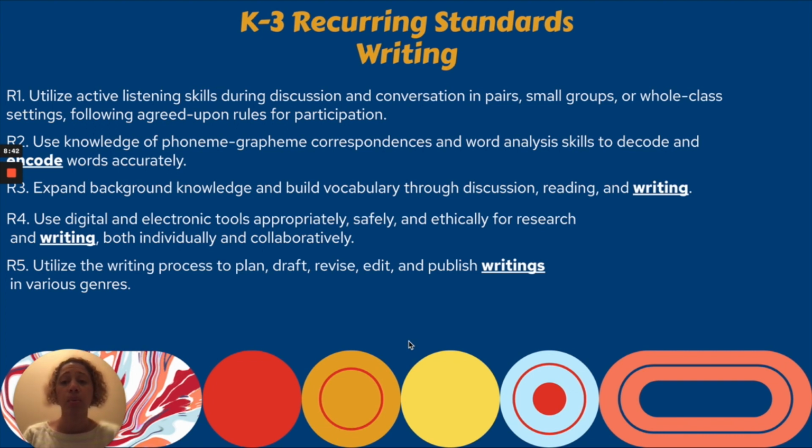If you notice, number 1 doesn't actually say anything about writing, but it says active listening skills during discussion and conversation. So the things that they talk about will be the things that they're able to write about. So being able to use those skills will better help them when it comes to the writing part. Then we have the use knowledge of phoneme, grapheme correspondences, and word analysis to decode and encode words correctly. That's the spelling. Expand background knowledge and build vocabulary through discussion, reading, and writing.